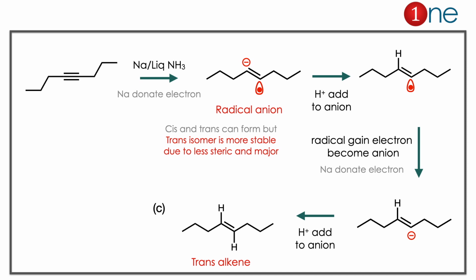Here you have to learn two important things. Sodium and liquid ammonia is the electron donor. It's electron reduction, so the electron is donated to the system twice. The second thing is the intermediate. Here the intermediate is a radical anion. In the next step, a radical. So both are possible in this situation.